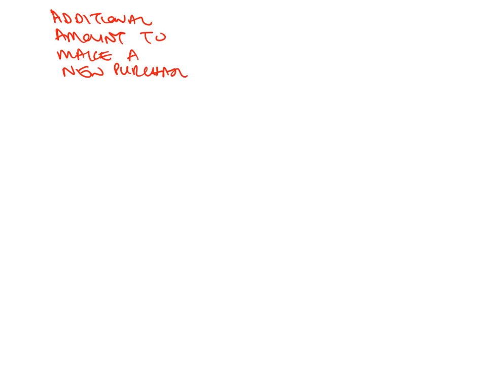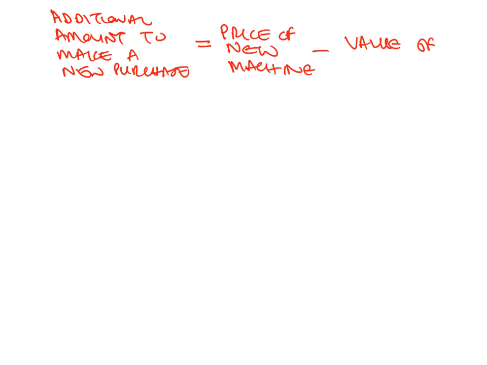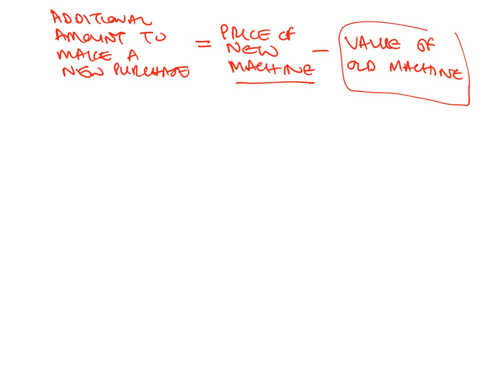Okay, so if I want to purchase a new machine, I'm going to require an additional amount of money. So the additional amount that I need to make a new purchase at some point in the future is going to be equal to the price of what the new machine costs, minus the value of my old machine. That should be fairly straightforward to understand, right? Whatever a new machine costs, if I take away the value of my old machine, meaning the amount that I can get for my old machine, the difference between the two is what I need.